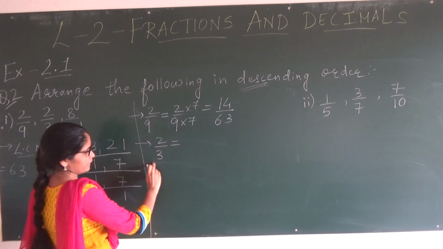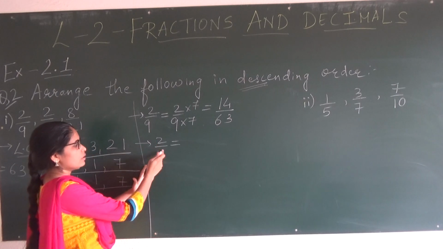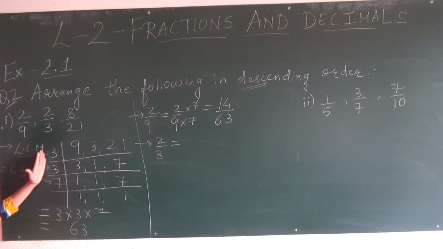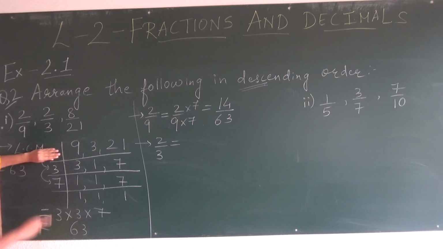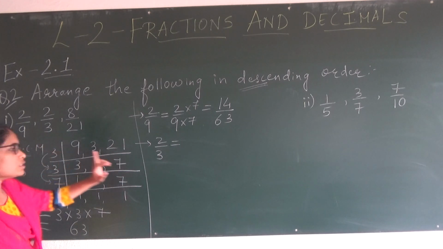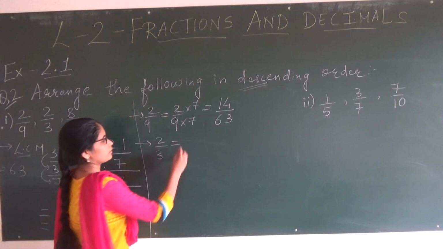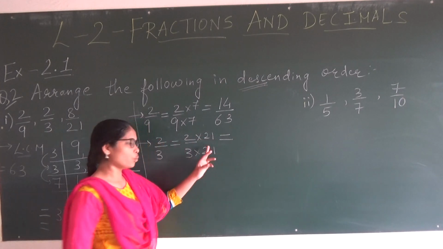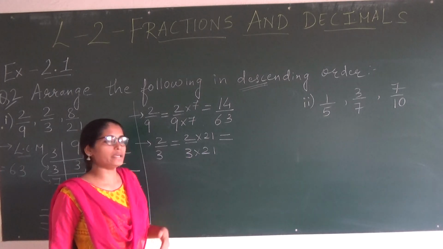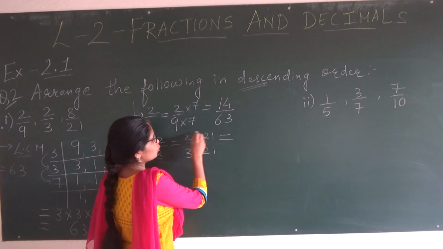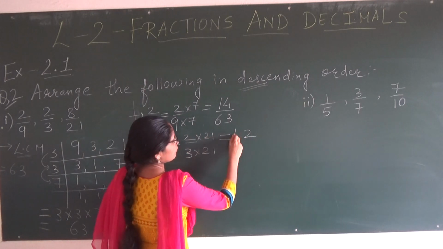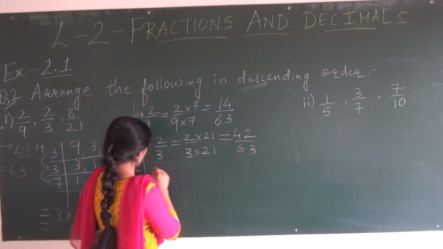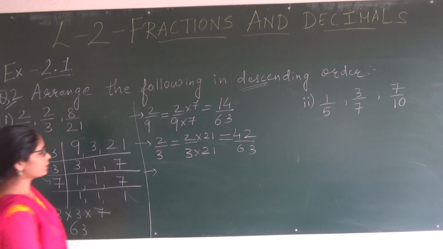In the denominator, 3 is already there in 2 upon 3. So out of these factors, one 3 we already have, so we don't have to see that. What is left? 3 and 7. So 3 7s are 21, and this fraction will be multiplied by 21. You can check, 3 21s will be 63. Now multiplying, 2 1s will be 2 and 2 2s will be 4. So 42 upon 63.